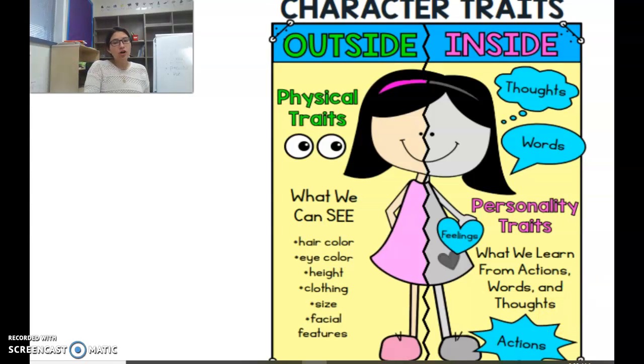Okay? So, on your test later, you're going to see a little question that says, how does this character behave? Well, behave, is that going to be physical traits, what we can see on the outside? Or is that going to be personality traits, how they behave, how they act, what they say and do? Behave is going to be the personality traits, on the inside. All right, so characters. We've gone over characters plenty of times, so that's just a little review.